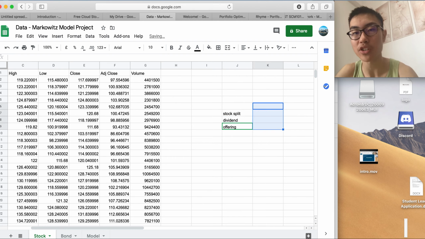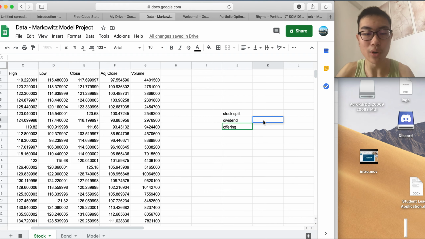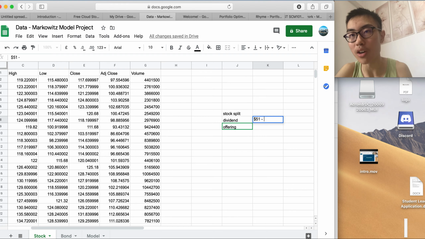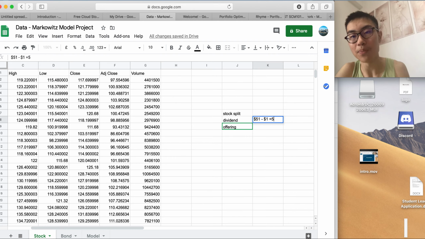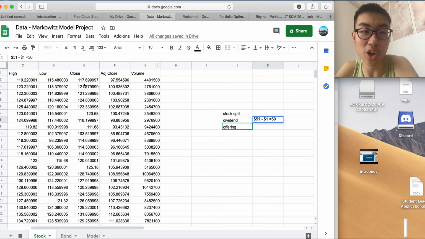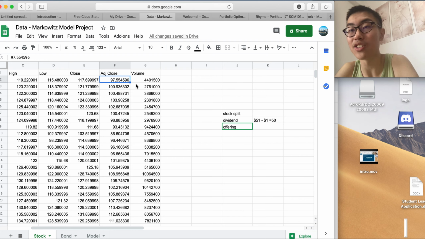So this is the first factor. The second factor should be pretty straightforward if you know what a dividend is. For example, if a stock is priced at $51 and the company pays a dividend, which is a return to the shareholders, of $1 each, the stock will be $50. So if the close price here is $51, you will show $50 in adjusted close.